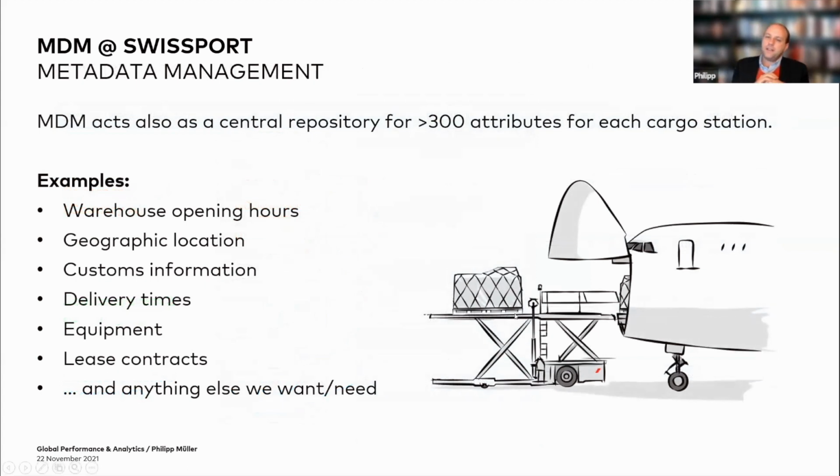Also, in terms of metadata management, data enrichment, what we have, it will be extended over time, but now in cargo especially, we have a lot of information, geographic information, opening hours. So when would forwarders, that could be trucks, road trucks, when they could come and deliver their freight, that then later on would go onto a plane, or from the planes, they would get the opening hours, delivery times, equipment that is available.